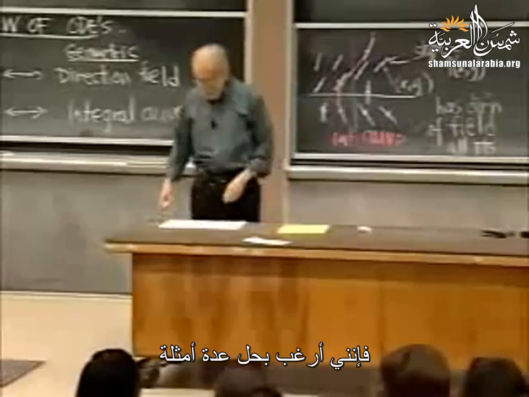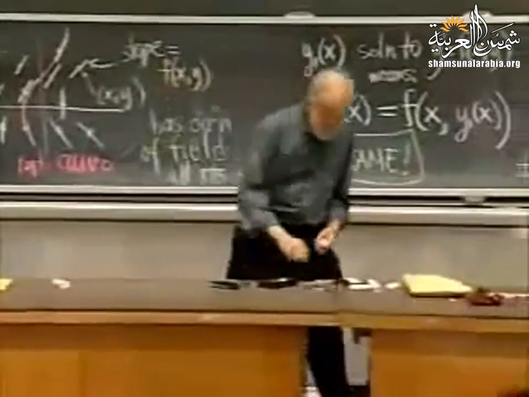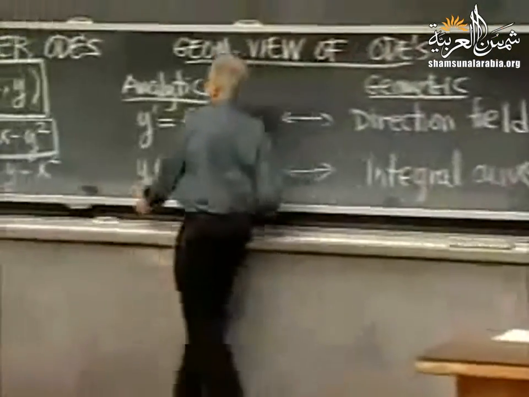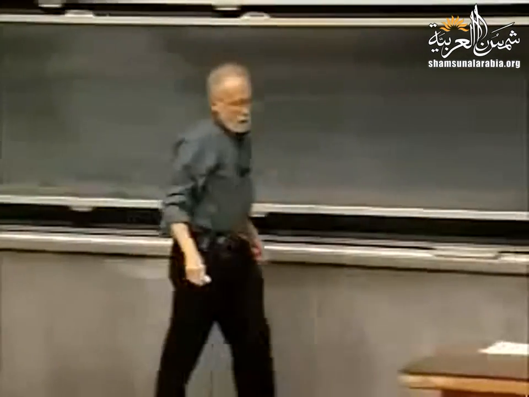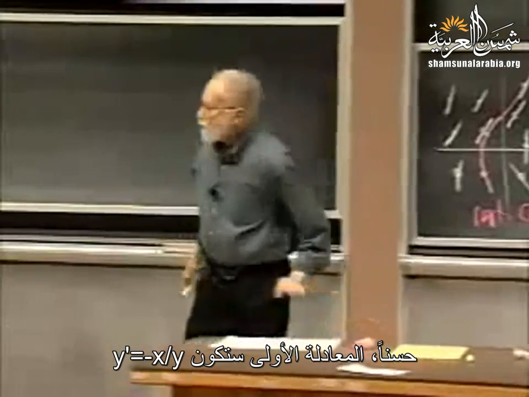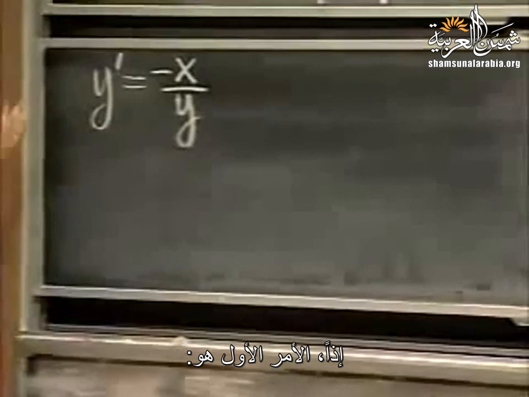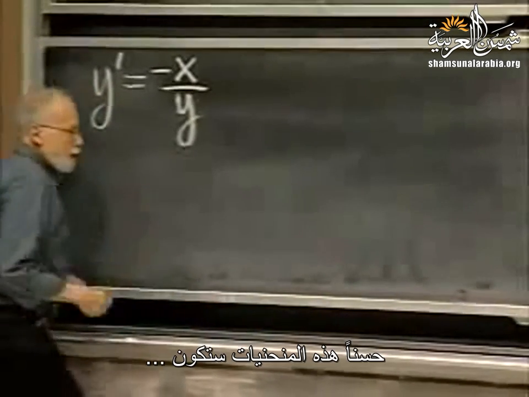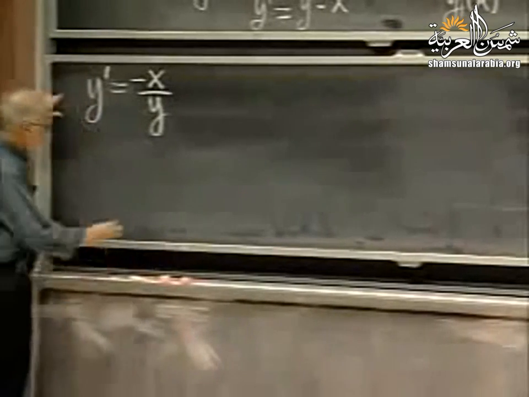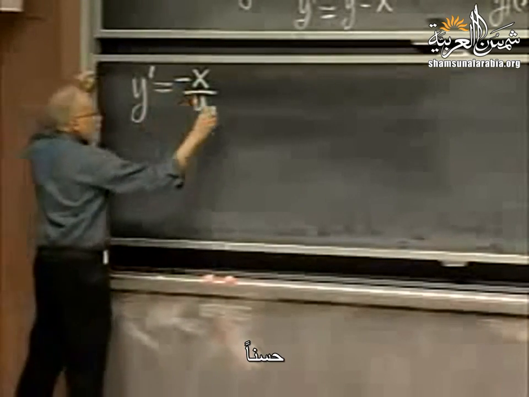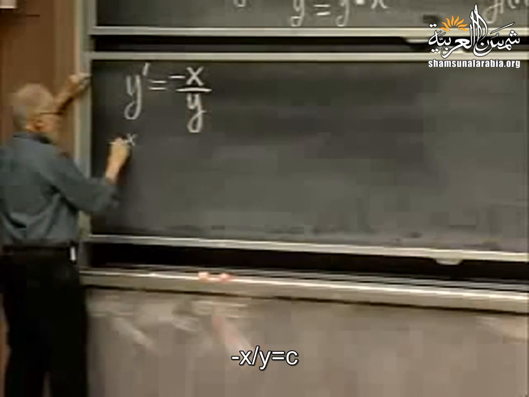Okay, so for the next few minutes, I'd like to work a couple of examples for you to show how this works out in practice. So the first equation is going to be y prime equals minus x over y. First thing, what are the isoclines? Well, the isoclines are going to be, negative x over y is equal to c. Maybe I better make two steps out of this. Minus x over y is equal to c.